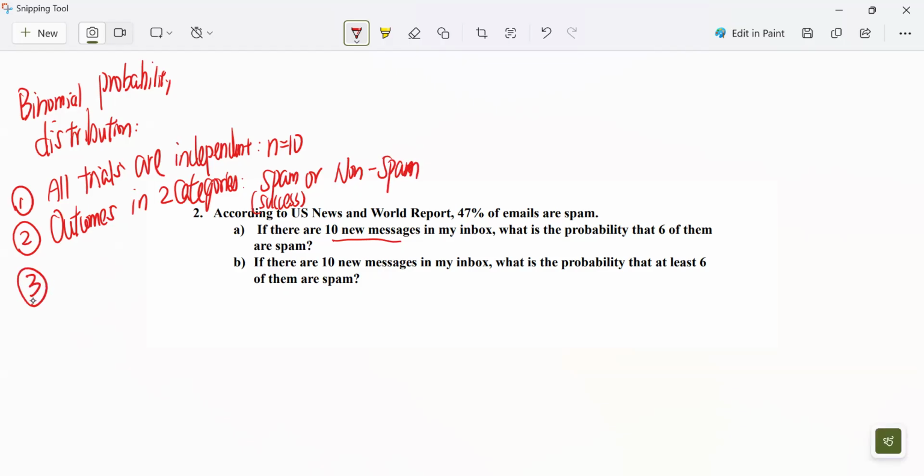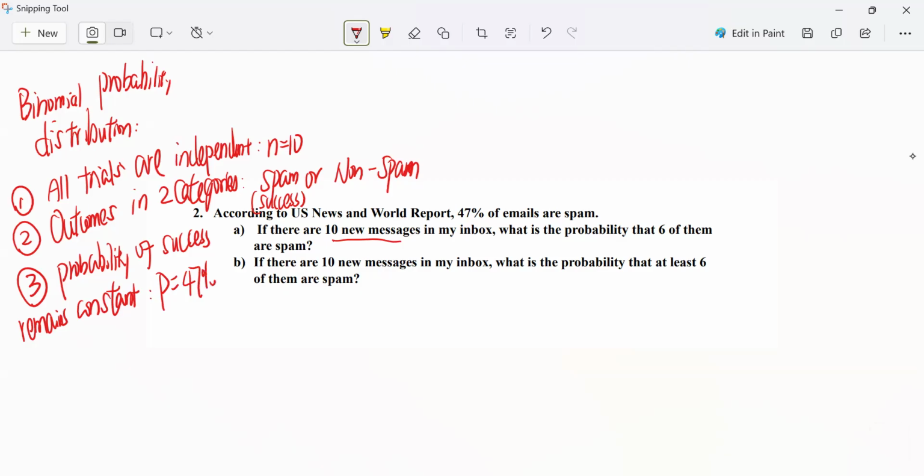And thirdly, the probability of success remains constant. The probability of a spam email remains constant. P is equal to 47%, and then Q is 53%. 53% of emails are non-spam. So Q is 53%.